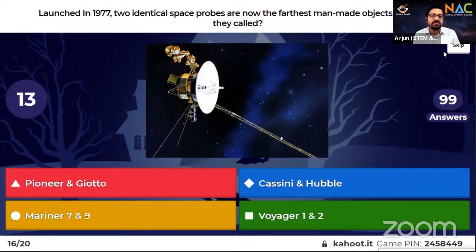Launched in 1977, two identical space probes are the farthest man-made objects. What are they called? Pioneer, Giotto, Cassini, Hubble, Mariner 7 and 9, or Voyager 1 and Voyager 2? Come on.